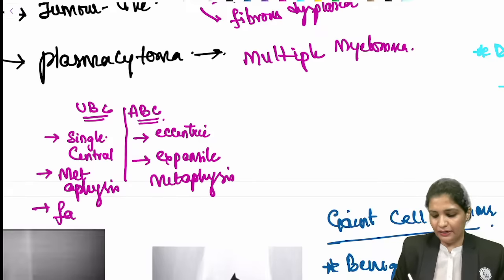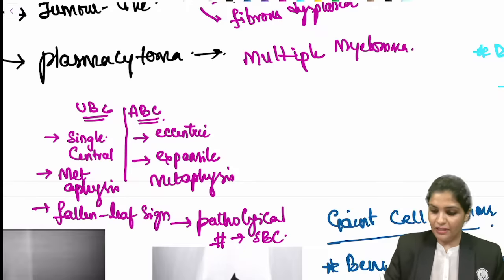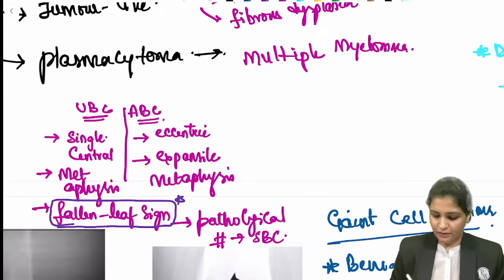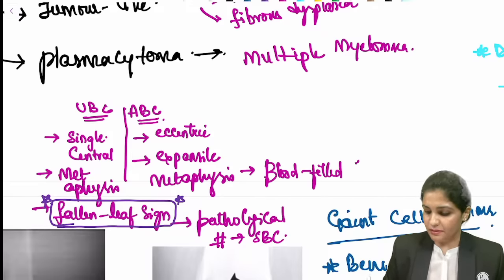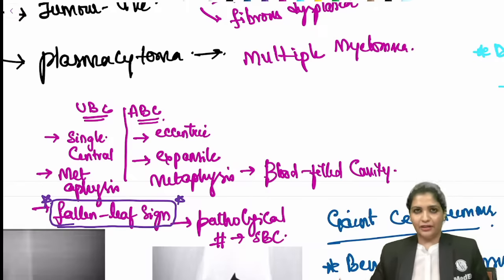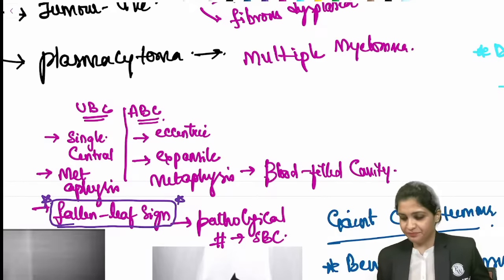Right? The fallen leaf sign. The fallen leaf sign. Right? It is in case of any pathological fracture which is occurring at the level of UBC. So this fallen leaf sign is seen. So you have to remember the fallen leaf sign, right? And what is ABC? ABC is a blood filled cavity which is present in eccentric locations. And the most common site is your humerus. So in the humerus, you will see this condition, and you have to differentiate it from your GCT, right?